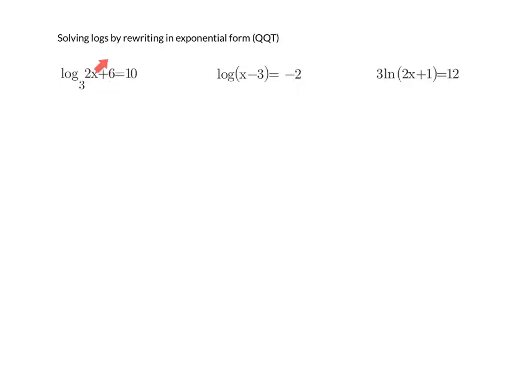And this is not inside the parentheses like it is in the second problem and the third problem. So we have to move the 6 first. So we're going to subtract 6 from both sides, and we get the log base 3 of 2x equals 4.